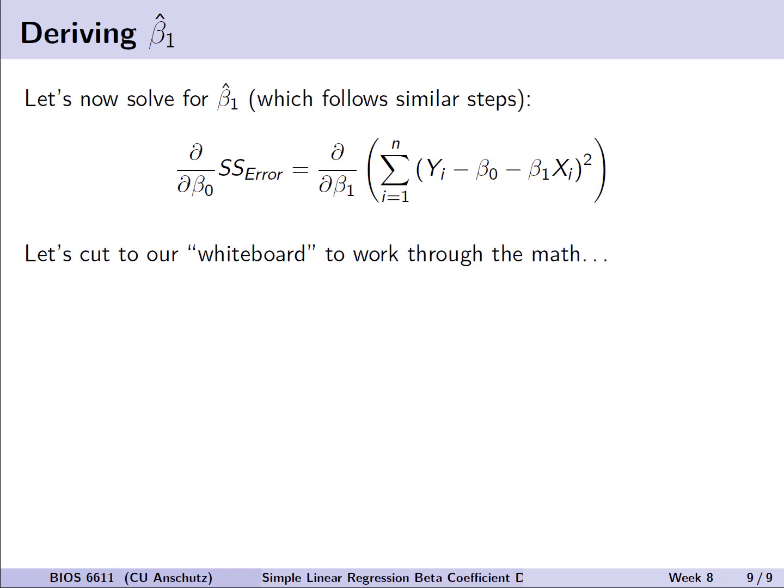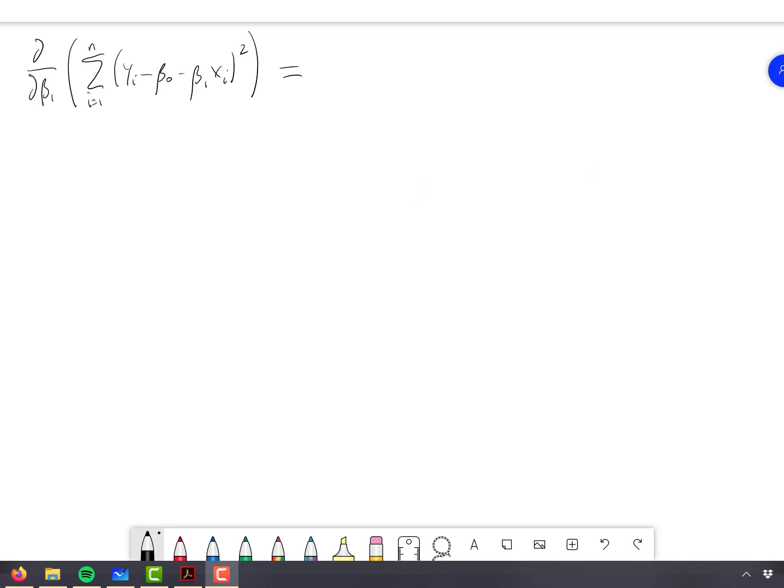Okay, we're ready now to follow some similar steps for deriving our intercept term, but of course we're going to have to work with the chain rule a little more in detail for that first step of the partial derivative with respect to beta 1. So let's again use this as our starting point, and we'll cut over to the whiteboard to actually work through the math. Okay, we flipped over to the whiteboard.